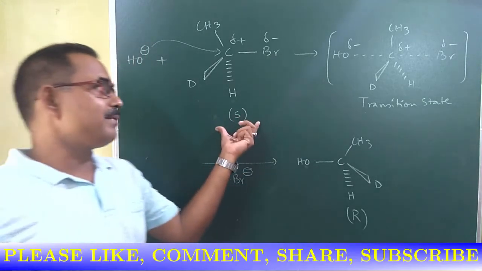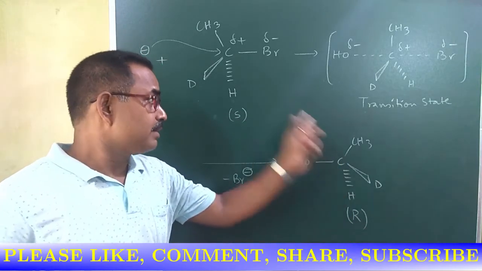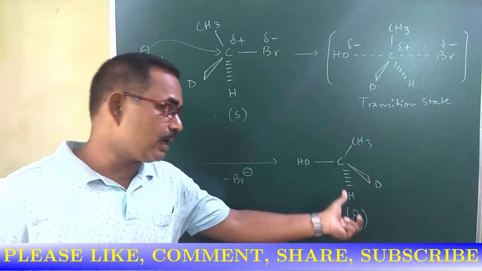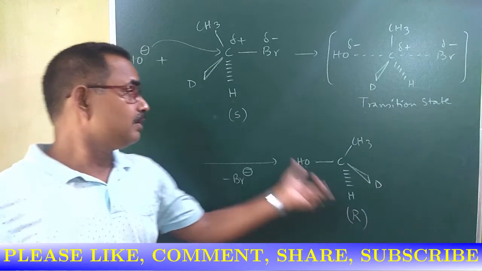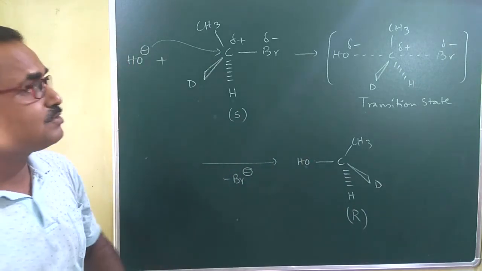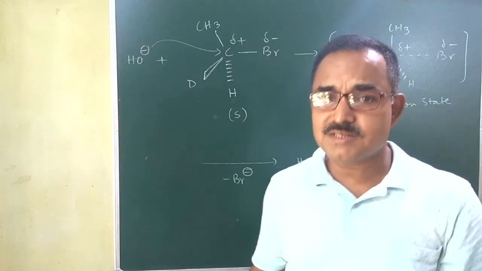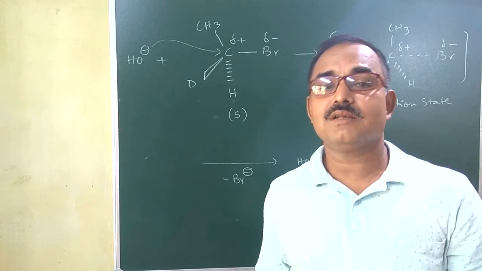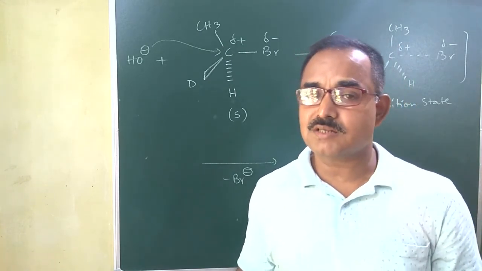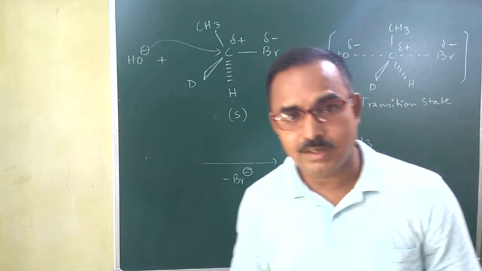So starting from an S compound, we have an R compound. So this is what is the inversion of configuration. The configuration of product is just opposite to that of reactant in SN2 reaction. So remember these 2 points. In SN1 reaction, there is racemization, and in SN2 reaction, there is inversion of configuration. And this is the stereochemistry associated with nucleophilic substitution reactions. Thank you.